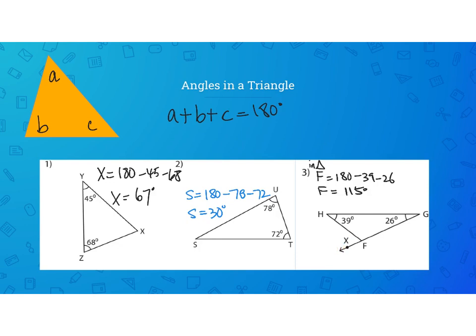Now we can find x. X is on the straight line with f, so the 180 for the straight line minus the 115 from f equals 65 degrees for angle x.